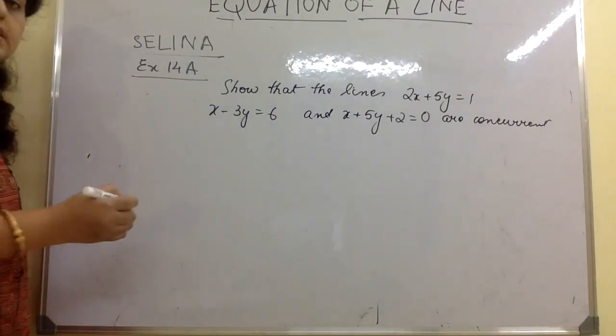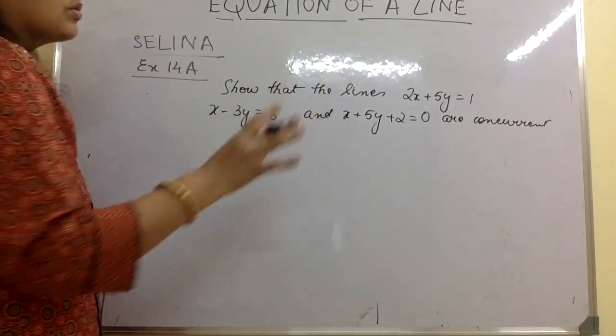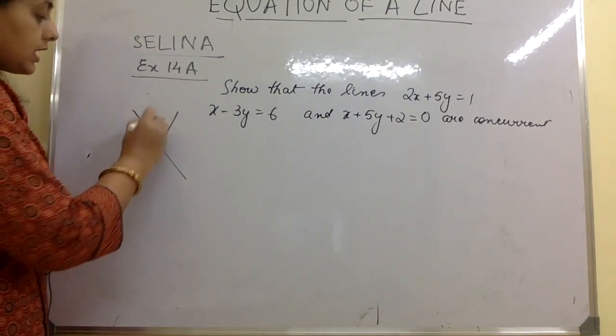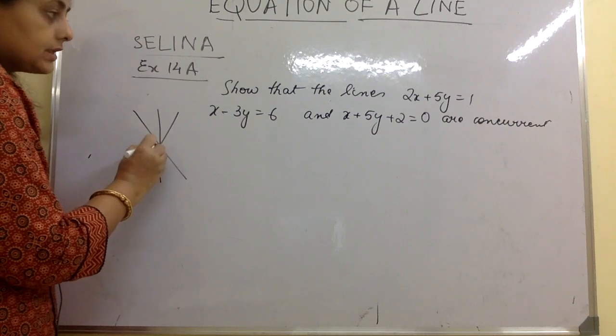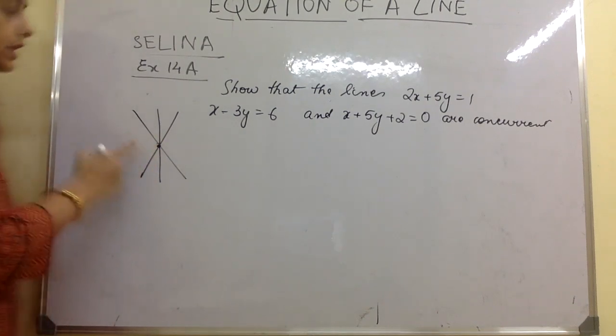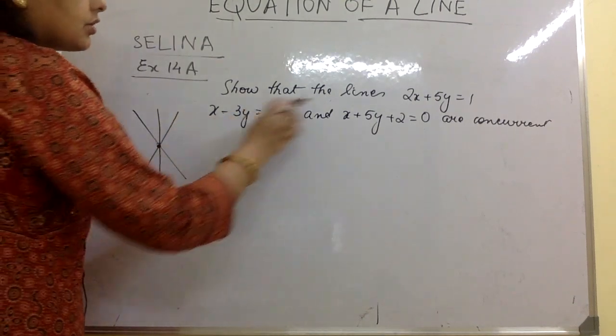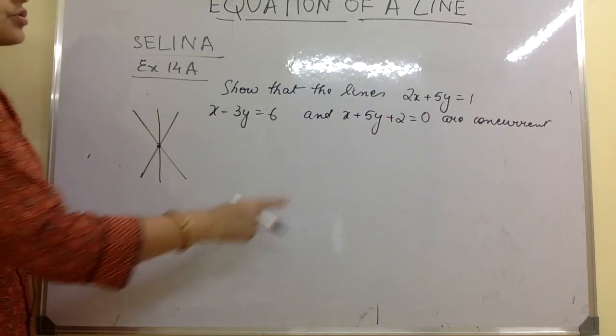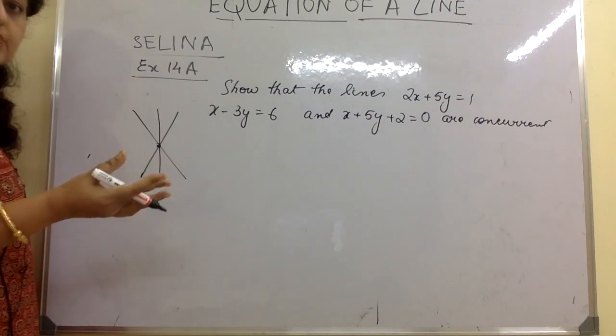Now in this question they are saying show that these three lines are concurrent. Concurrent means these three lines will pass through the same point. I'll first find the point of intersection of two lines and then the point of intersection should also lie on this line. That is what we are going to see.